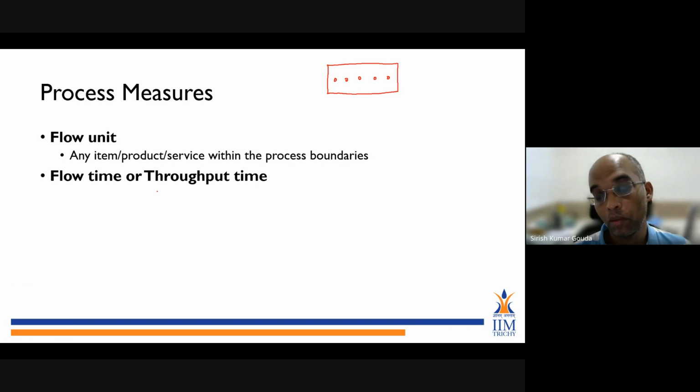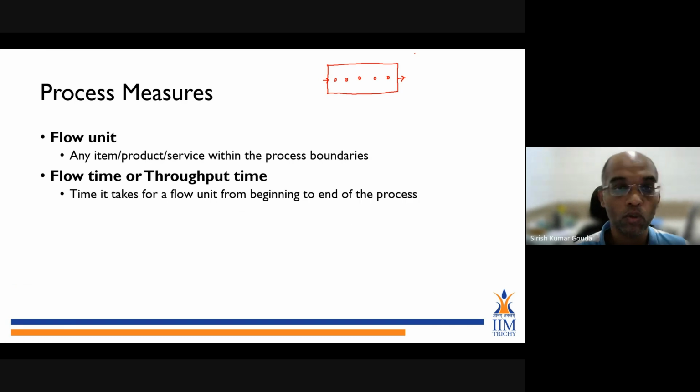Then comes the element which we had referred to as our flow time or our lead time. This is what we call the flow time or throughput time. A flow time or a throughput time is nothing but the time the flow unit takes between entering that particular process boundary and leaving that process boundary. That is what we refer to as our flow time or throughput time. So flow time or throughput time is nothing but the time it takes for a flow unit to move from the beginning to the end of the process.